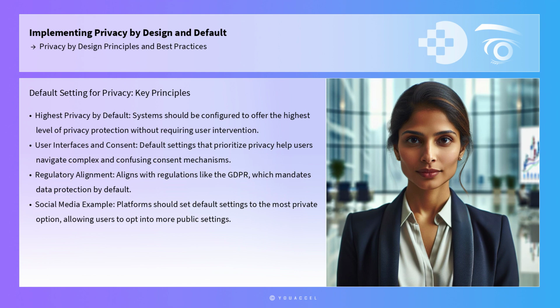Another essential principle is the default setting for privacy. By default, systems should be configured to offer the highest level of privacy protection without requiring user intervention. This principle is particularly significant in the context of consent mechanisms, where users often face complex and confusing interfaces that obscure their choices. Ensuring that default settings prioritize privacy not only builds user trust, but also aligns with regulatory requirements such as the General Data Protection Regulation in Europe, which mandates data protection by default.